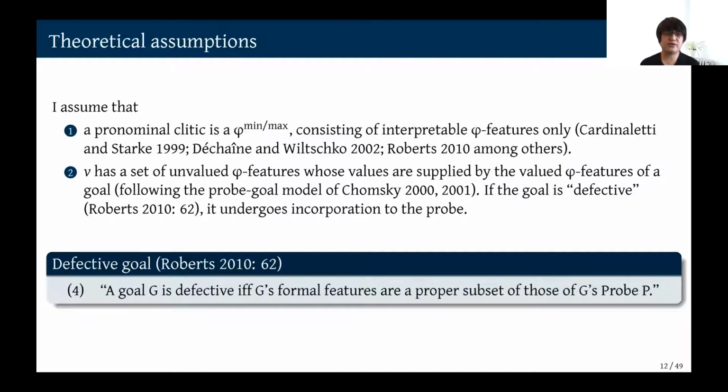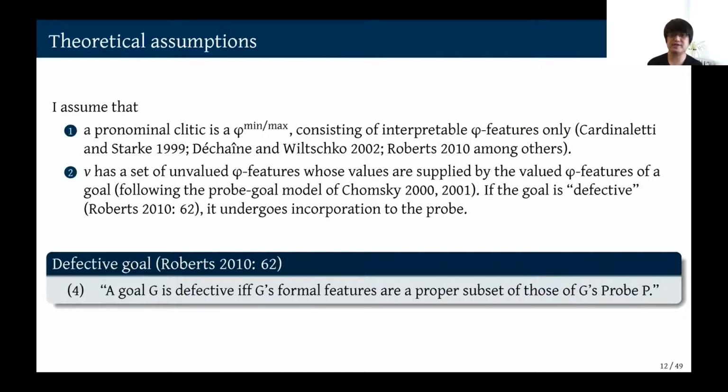In this talk, I'm going to assume that a pronominal clitic is a phi min-max consisting of interpretable phi features only, following Cardinaletti and Starke and others. I'm also going to assume that small v has a set of unvalued phi features whose values are supplied by the valued phi features of a goal. So I'm going to follow the probe-goal model of Chomsky 2000.